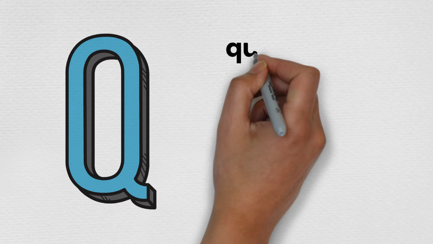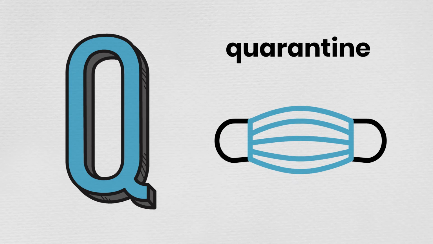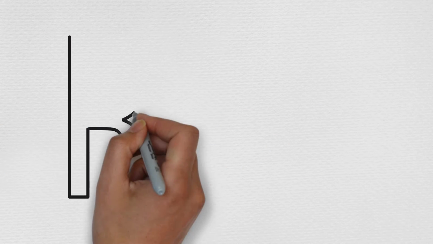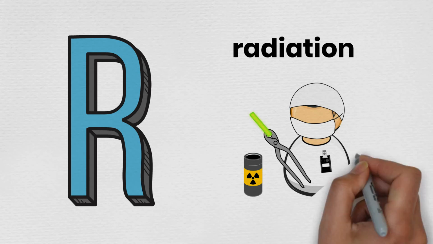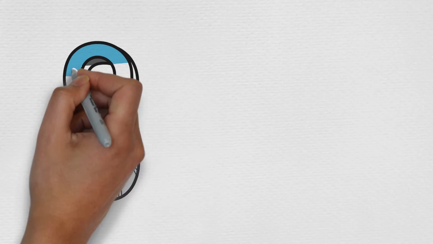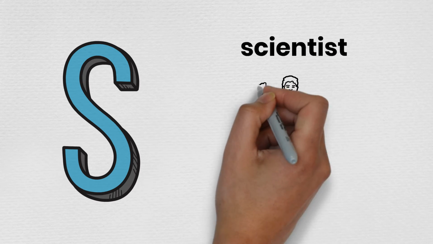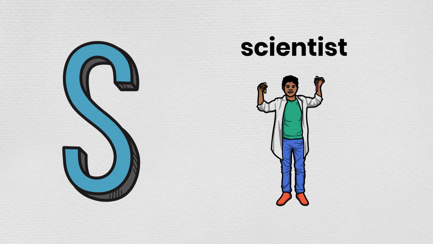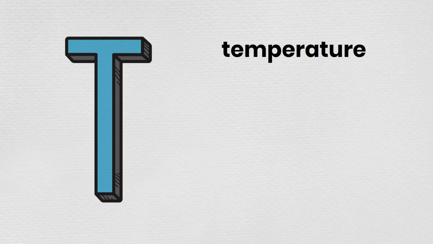Q is for quarantine. R is for radiation. S is for scientist. T is for temperature.